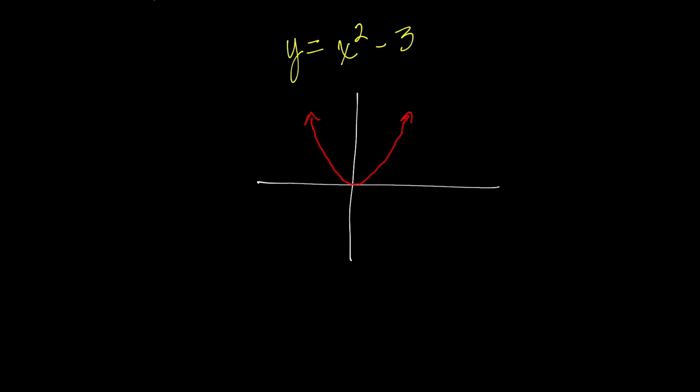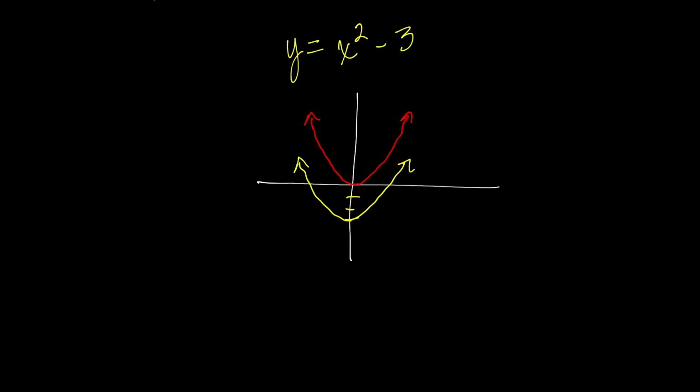So if I were to graph this yellow function right here, I'm going to take this red function and move it down 3 units, down the y number line. So here's how it would end up looking. I could draw 3, I suppose. 1, 2, 3. But again, this graph does not change its shape. It only changes its location.